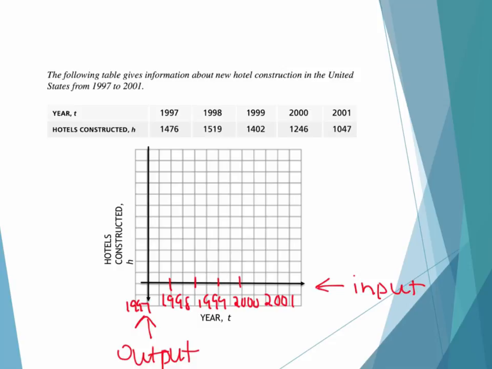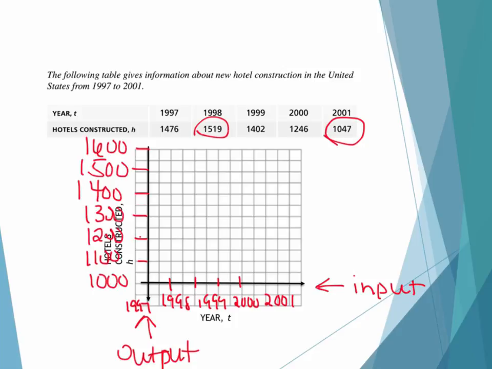When I look at my output values, I notice that I have a low of 1,047 and a high of 1,519. So I'm going to count by 100s starting at 1,000. And now I'm going to draw my scatter plot. I'm going to approximate to the best of my ability. So I notice how hotel construction increases for 1 year and then decreases for 3 years. So that is a qualitative analysis of my graph. I'm not really talking about the numbers, I'm just talking about the general shape of that scatter plot.